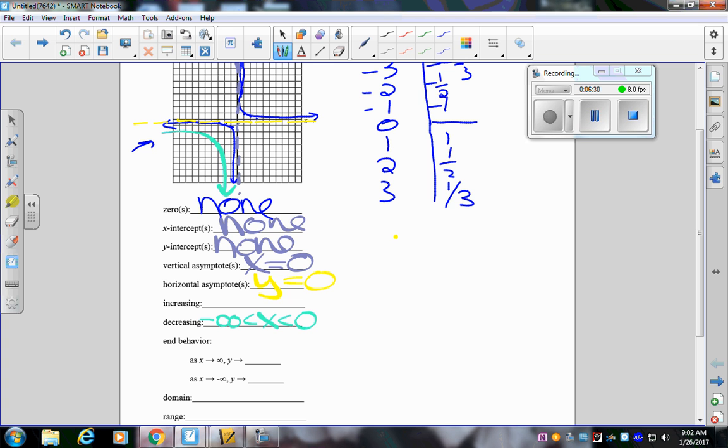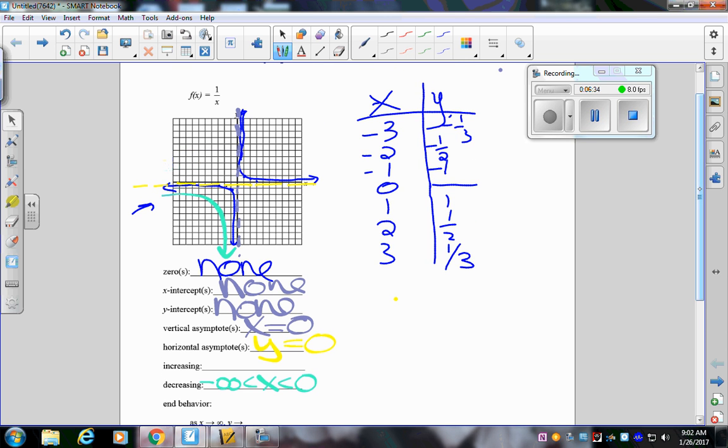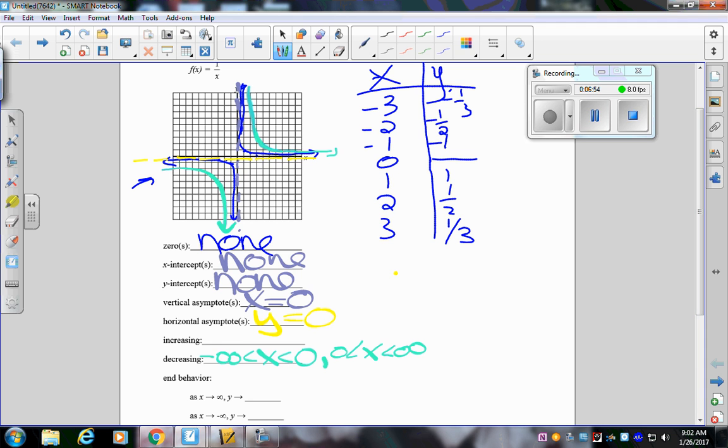Then if I look at the other portion of my graph, it's also decreasing. If I trace this, I'm going down, down, down. It's not going down as drastically here, but it is still going down. So that's decreasing from 0 to infinity. You cannot simply write from negative infinity to positive infinity, because you have that little chunk missing in the center of your graph. So we need to account for that asymptote. And did we have any increasings? No.